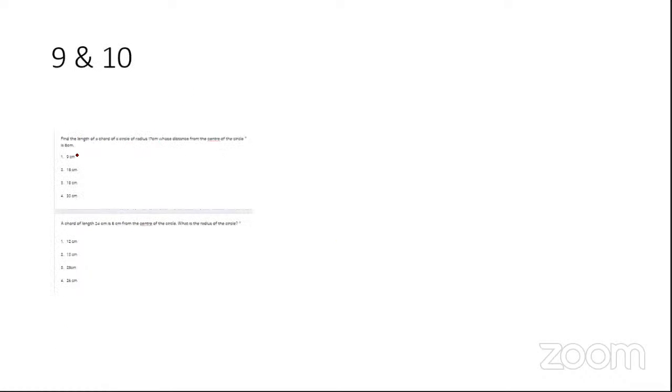And the last two questions say: find the length of a chord of a circle of radius 17 centimeters, whose distance from the center of the circle is 8 centimeters. That's one of the facts that we presented the other time. Let's assume that this is the chord. We are looking for the length of the chord, and the radius is 17 centimeters, whose distance from the center of the circle is 8 centimeters.